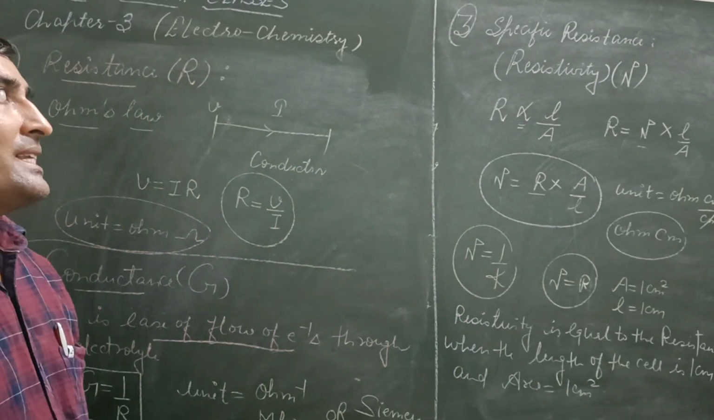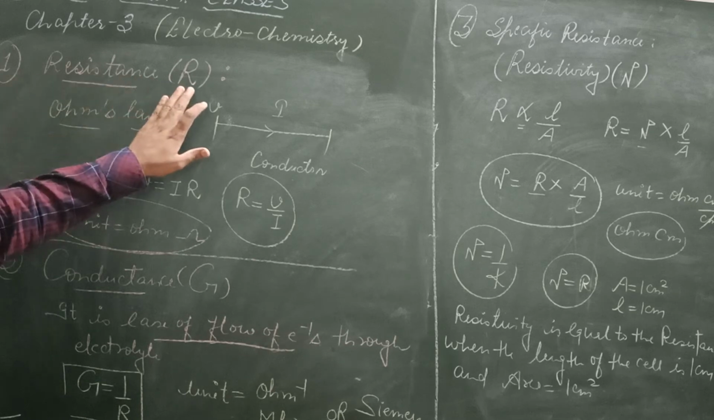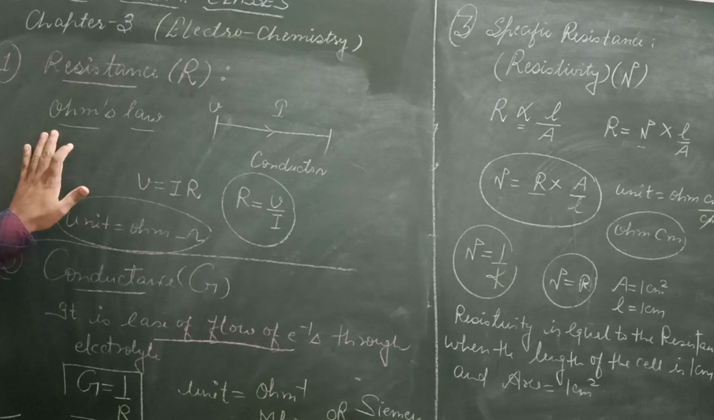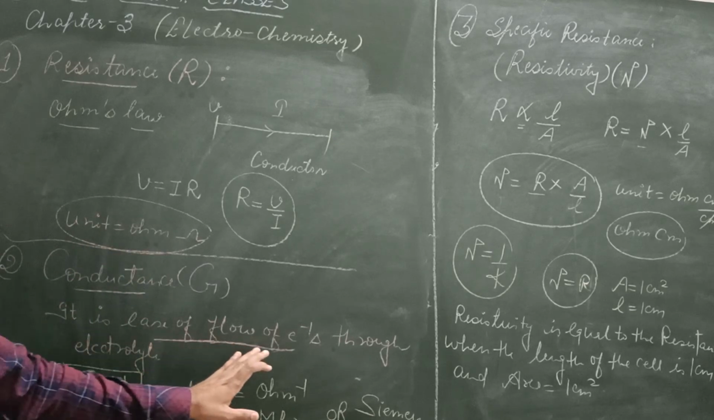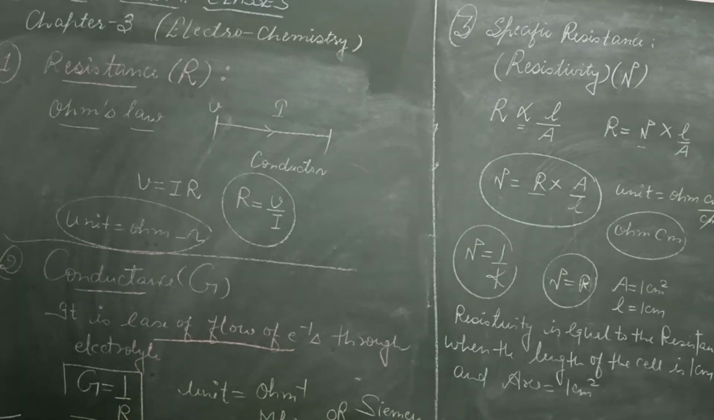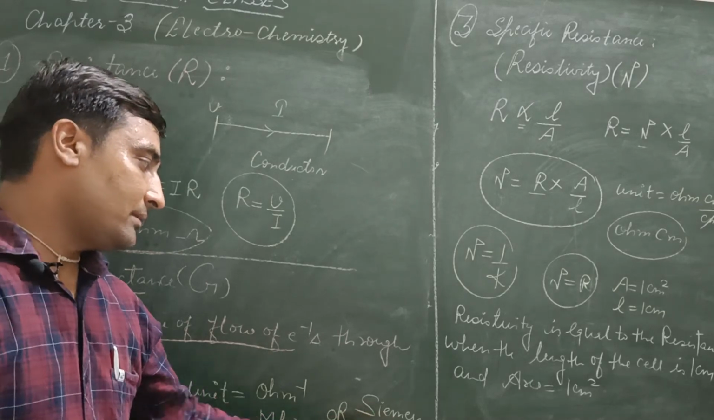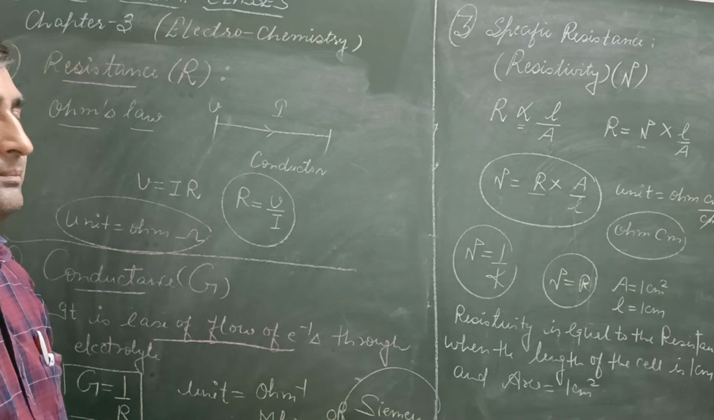So we have discussed the three basic terms. Let's explain them again. Resistance, shown by R, can be explained by Ohm's law and its unit comes out to be ohm. Conductance, the ease of flow of electrons through the electrolyte, shown by G, is the reciprocal of R, and the unit comes out to be Siemens. This unit we have to keep in mind.